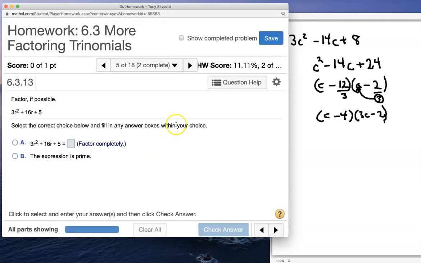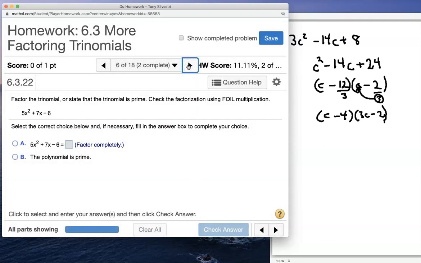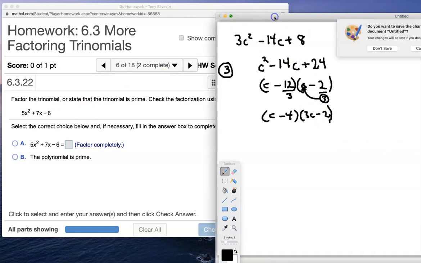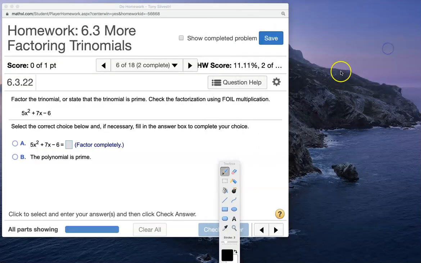Let's try another one. Let's do every other one, say. Let's do this one. Let's do this one. Okay. No need to do every problem. If we do every other one, this is a good stab at doing the homework for you.